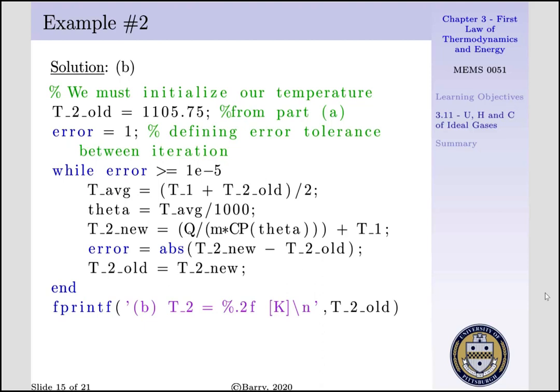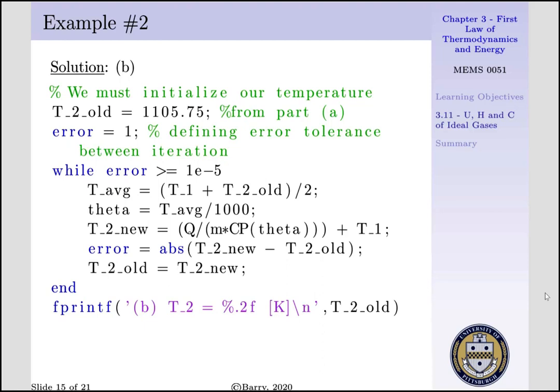Firstly, we're going to calculate our average temperature. Our average temperature is T1 plus T2 old per 2, where T2 old is our assumed final temperature. Theta is our average temperature divided by 1000. T2 new is equal to our heat supplied per our mass times our specific heat, which is a function of theta, plus T1. We'll define error as the absolute value of T2 new, which is our final temperature we just solved for, less T2 old. Now we'll redefine T2 old as T2 new, such that the temperature we just calculated will initialize our equation for T average, and we'll repeat this process.